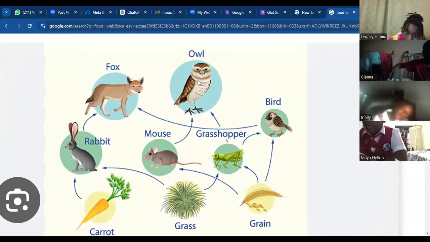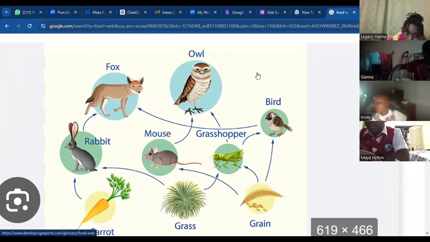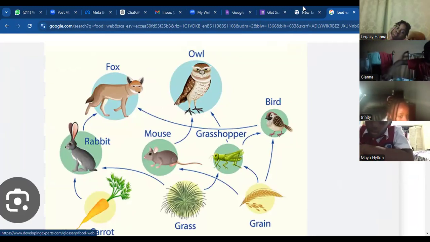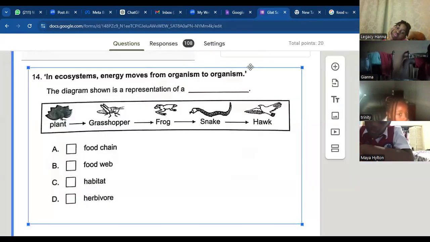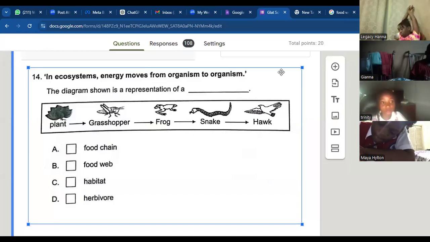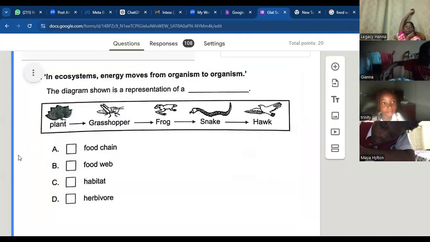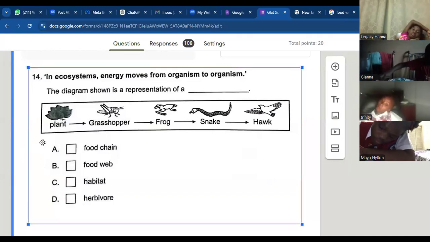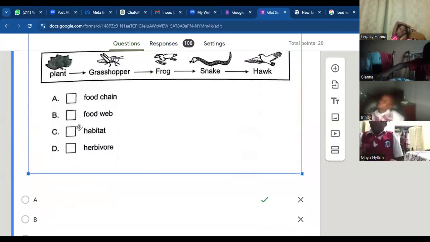So herbivores are like vegetarian animals. That's a good point. Like humans. Humans are called omnivores because we could eat plants and animals. Okay, so we got that. So number 14, the correct answer is A.